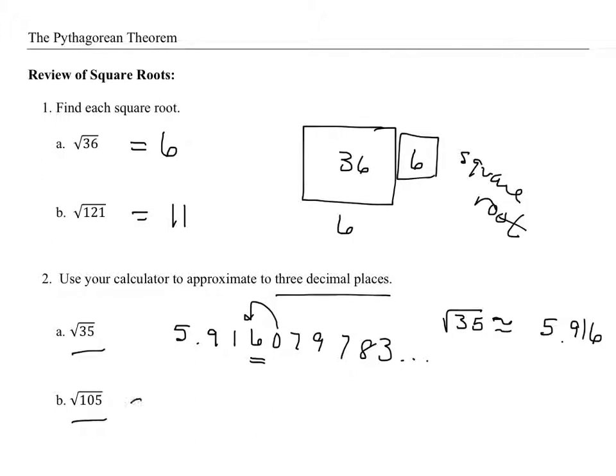The square root of 105 is approximately 10.247. Again, the calculator came out with this. So the 7 makes this 6 go to a 7.